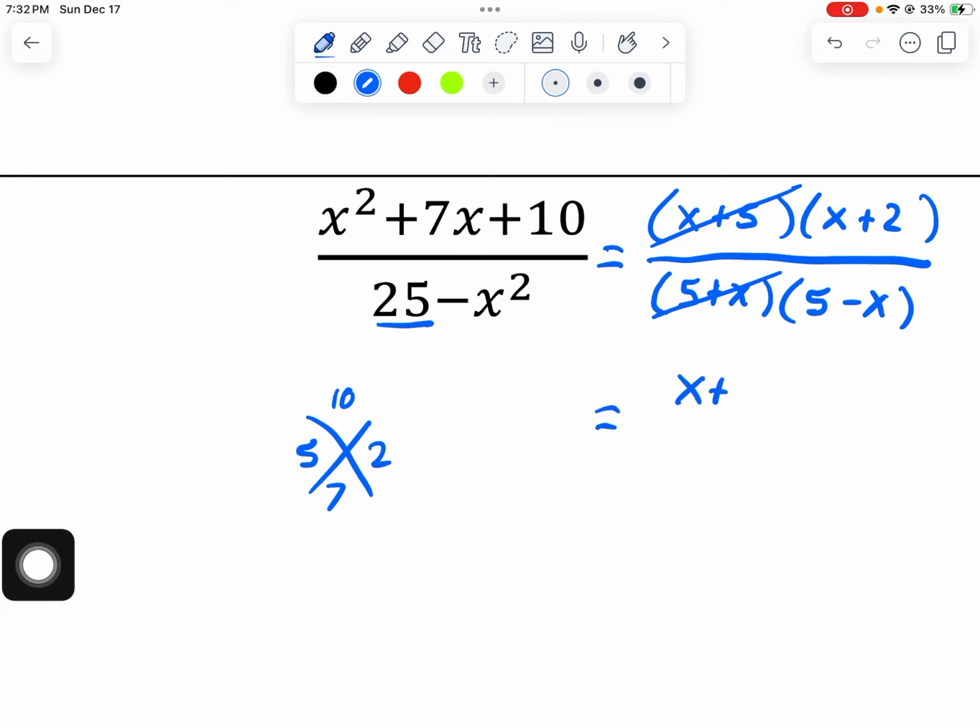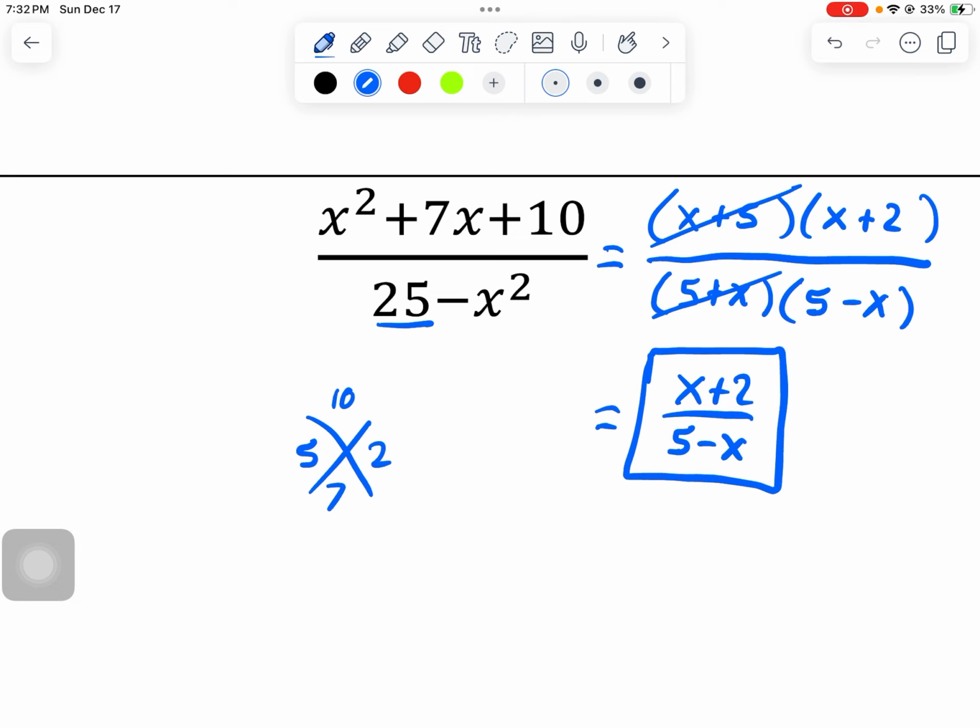So our answer on this one should be x plus 2 over 5 minus x. Now note, I took the parentheses off. If you want the parentheses on there, it's fine. It doesn't matter.